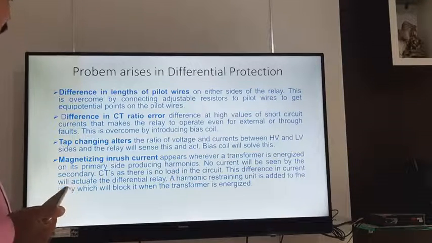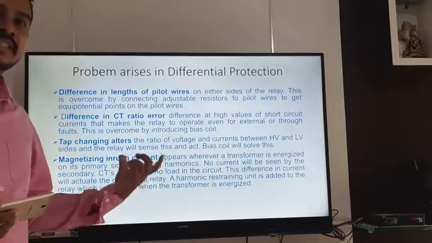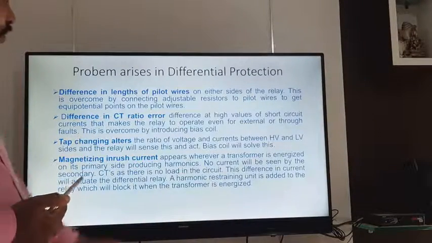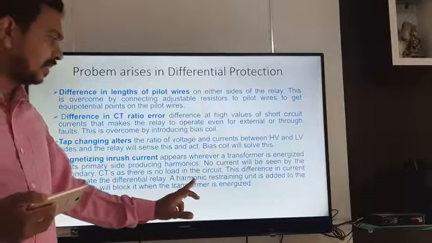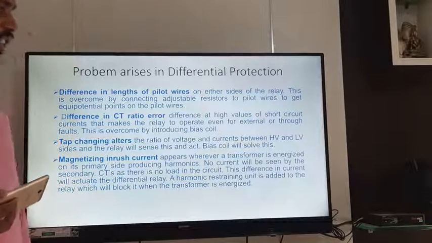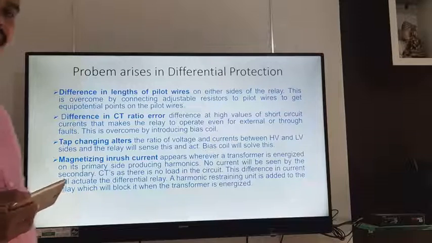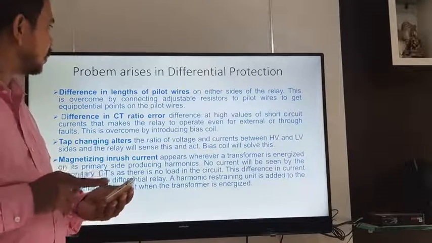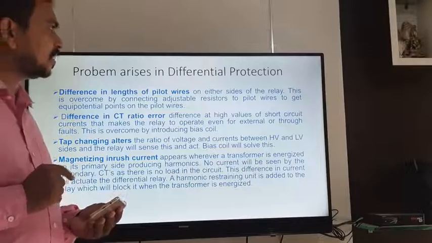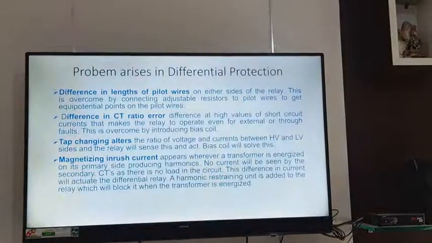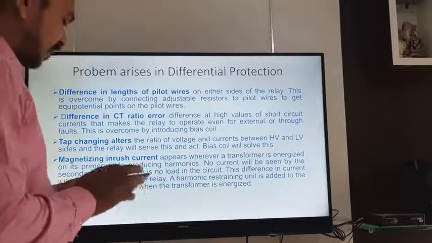This difference in current will actuate the differential relay. Due to this harmonic, the differential relay will actuate. So to overcome this difficulty, we have to use the harmonic restraining unit, which will block the harmonics when the transformer is energized. Okay, so these are the problems that arise in differential protection and the remedies for them.